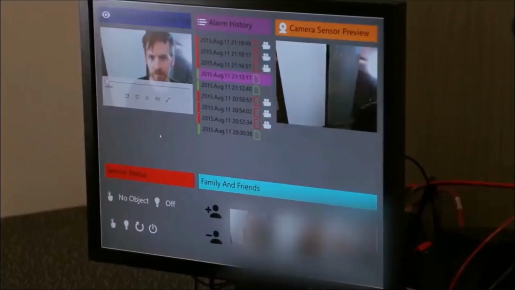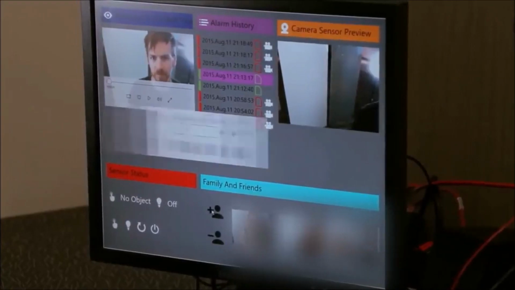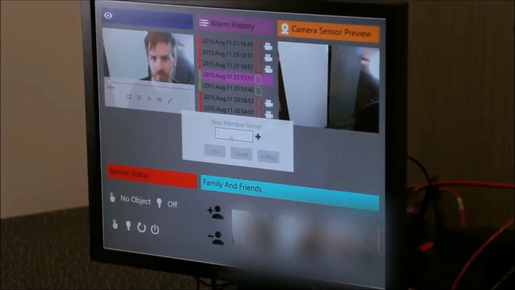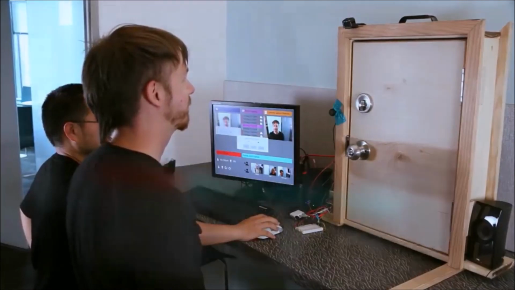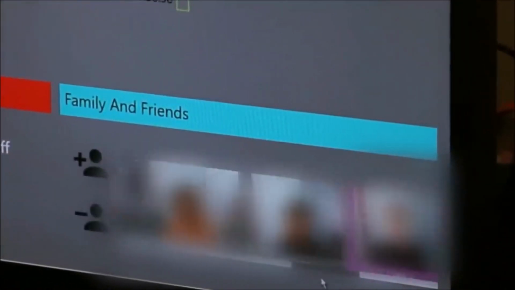It turns out the stranger was my friend Mike. Let's add him to my family and friends list, so next time he visits, the door will recognize him. Here, I take a picture of Mike. And now you can see he is in my family and friends list.